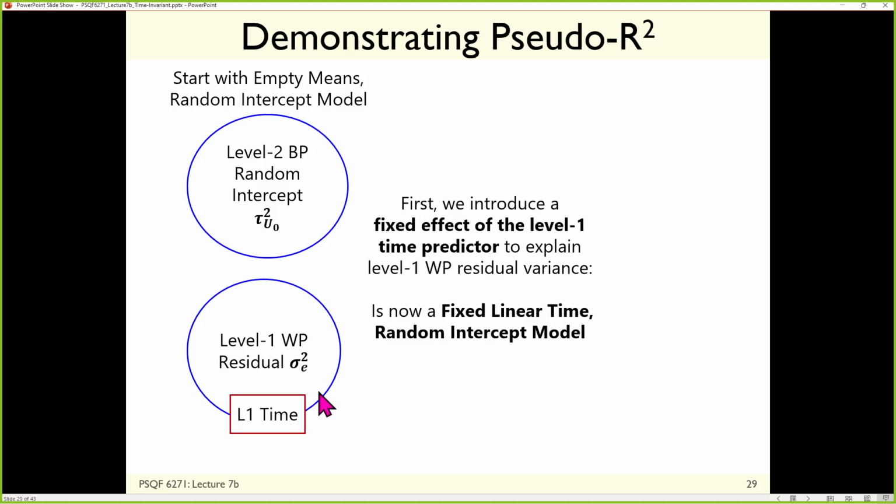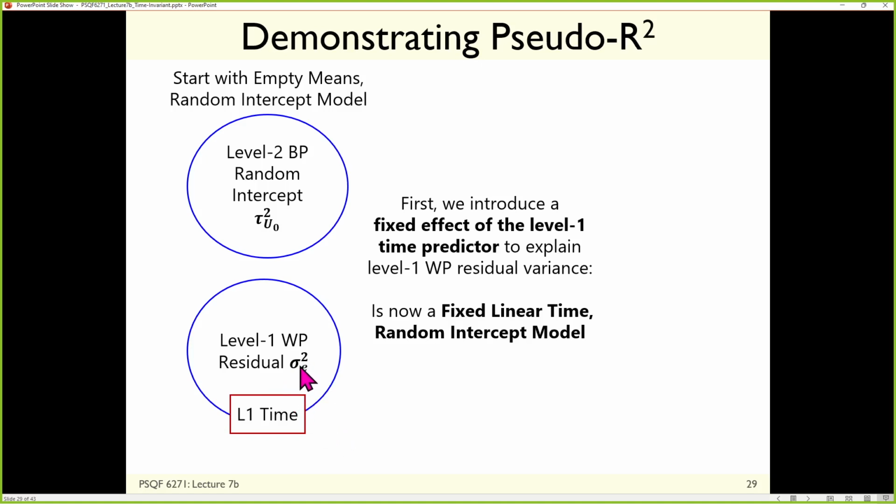So the first thing that we would do then is try to describe average change over time. So for instance, if I wanted to go with polynomial models, I might add in a fixed linear time slope. And because time is a time varying predictor, it should explain level 1 residual variance. And so that's why I put this box here as kind of a Venn diagram kind of thing, like the box is going to eat part of the variance.